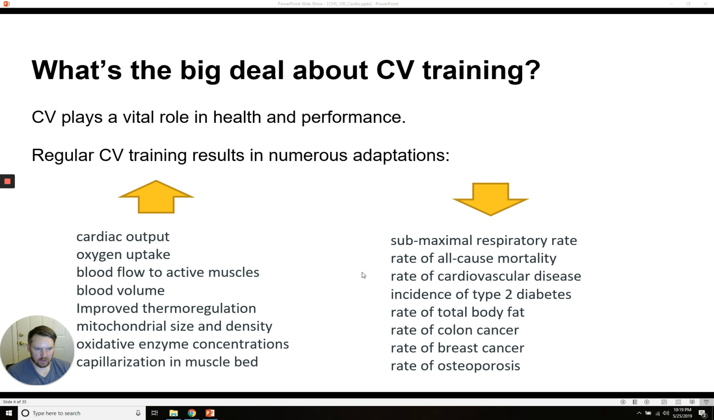Rate of all-cause mortality decreases with cardiovascular training, so death related to any cause. Rate of cardiovascular disease goes down, incidence of type 2 diabetes, rate of total body fat, rate of colon cancer, breast cancer, osteoporosis, all decreased with cardiovascular training. So these are some of the main reasons why it's so important from a health and performance perspective.